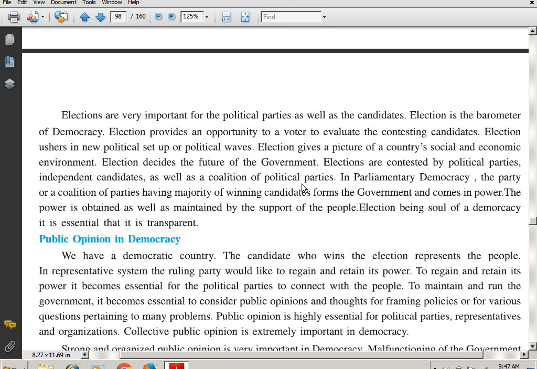In parliamentary democracy, the party or a coalition of parties having a majority of winning candidates forms the government and comes to power. The power is obtained as well as maintained by the support of the people. Election being the soul of a democracy, it is essential that it is transparent. There shouldn't be any cheating, and it should be done in a proper manner.